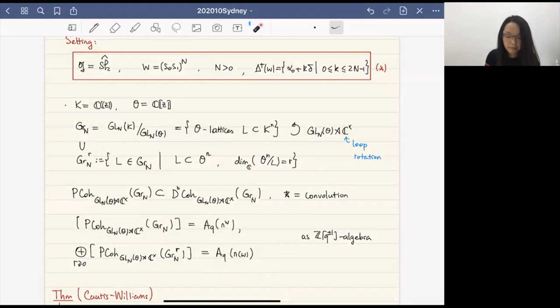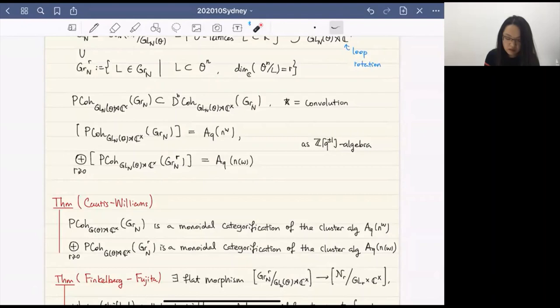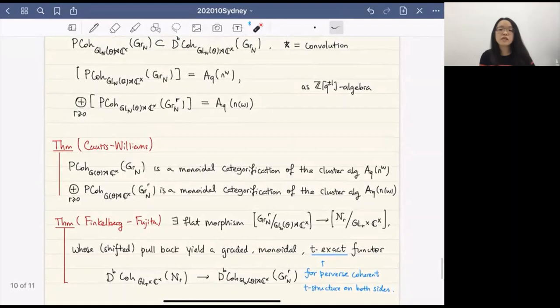And so the theorem of Cautis and Williams is that this category here provides a monoidal categorification of the cluster algebra on A_q(n upper w). So you have these two categories categorifying the cluster algebra structure on this quantum coordinate ring. Okay, and then of course a natural question would be how do you compare these two monoidal categorifications of the same cluster algebra? And our theorem actually provides a way to compare them.